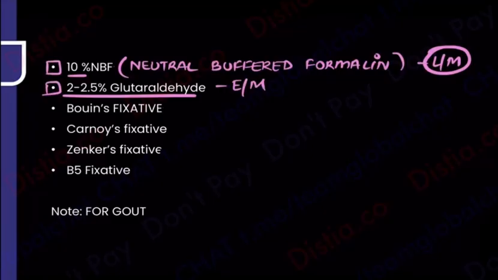10% neutral buffered formalin for light microscope and 2 to 2.5% glutaraldehyde for electron microscope. Now coming to the next, what are the things I've taught you?